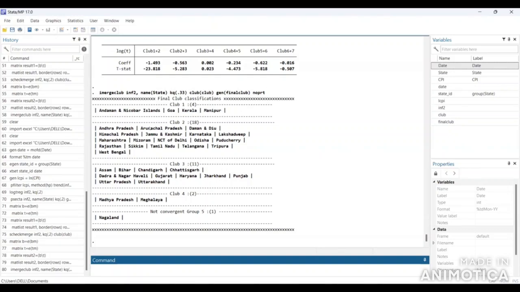For example, he or she can go for logistic regression to understand what are the conditioning factors which drive the formation of club convergence. And basically, that's all from my side. This is the hands-on practical session on club convergence, how you can actually do it in STATA. And if you are interested in doing it on your own, I can share the do file as well as the data file, so that you can do it on your computers also.